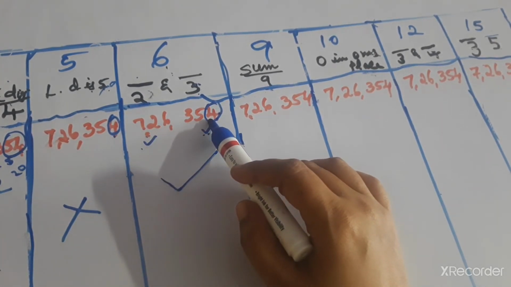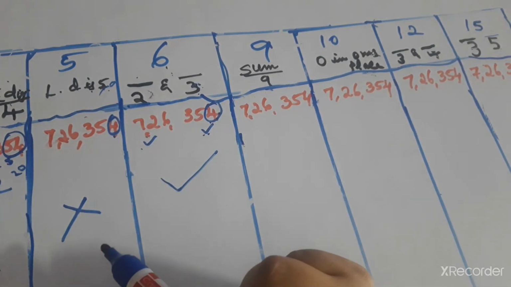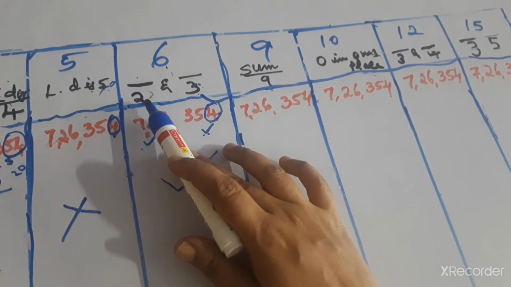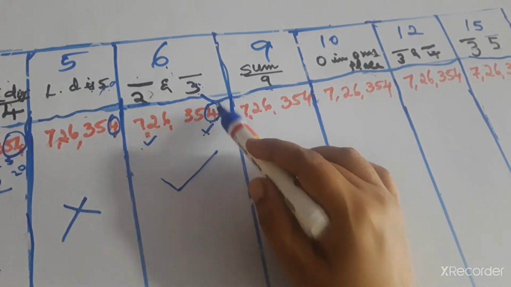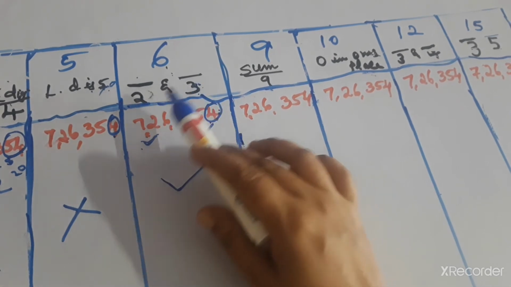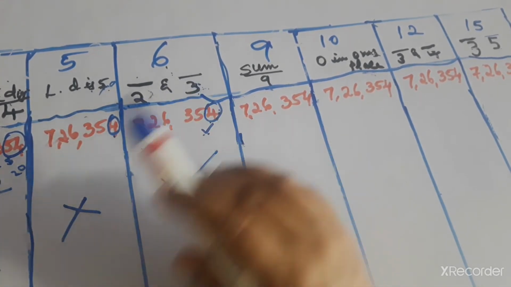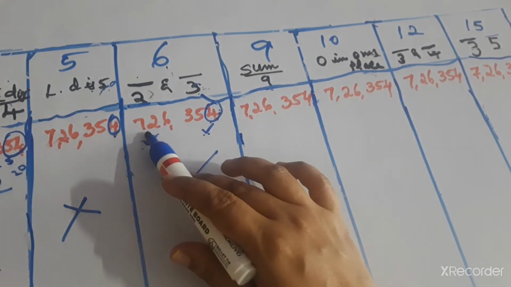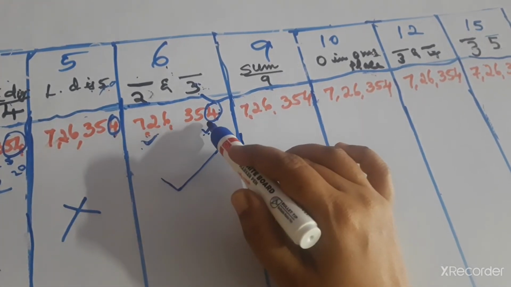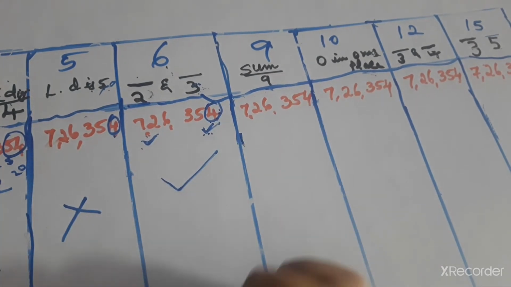7,26,354 को 6 से चेक करने के लिए, 2 से और 3 से डिवाइड कर सकते हैं। 2 के हिसाब से रूल्स, ones place पे even number रहना चाहिए, वो already है, so 2 is checked. And 3 से भी रहना चाहिए। 3 से means sum divided by 3, sum means total of this number is 27. 27 by 3 means it is dividing, so it is also yes.